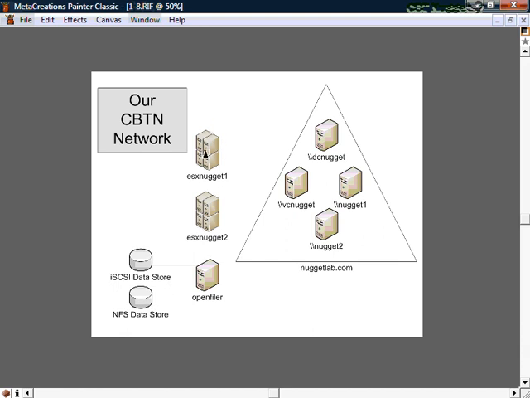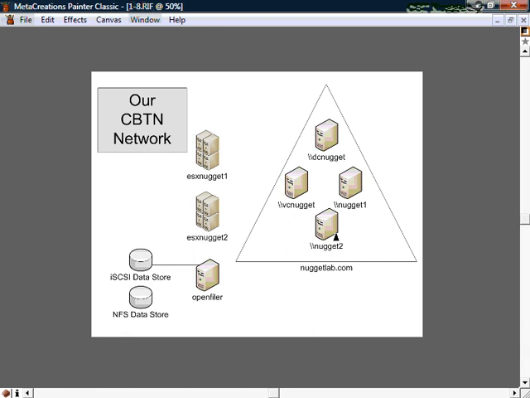Once we've created these connections to ESX, these instances of ESX, we will use this server, VC Nugget, the virtual center server, to manage ESX Nugget 1 and ESX Nugget 2 using this iSCSI data store using OpenFiler. And once we've done that, we'll build a couple of virtual machines, Nugget 1 and Nugget 2, that will reside on top of ESX Nugget 1 and ESX Nugget 2.